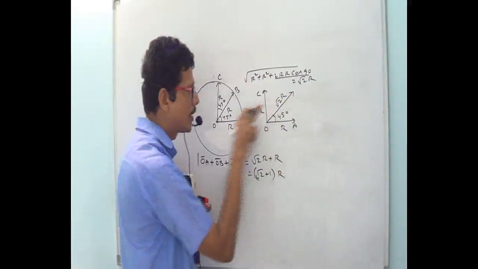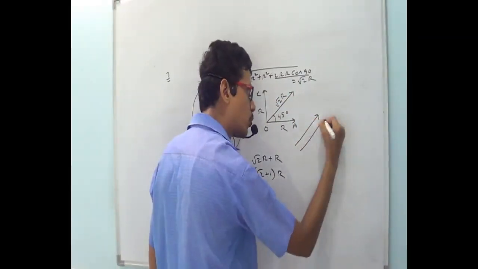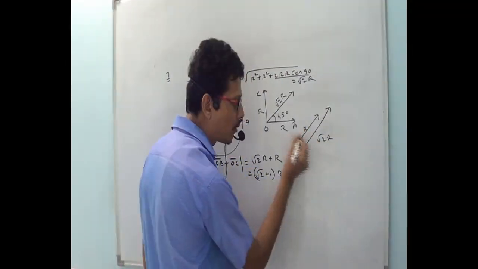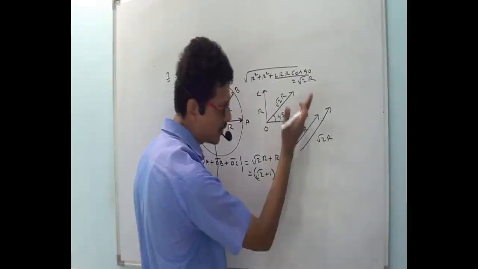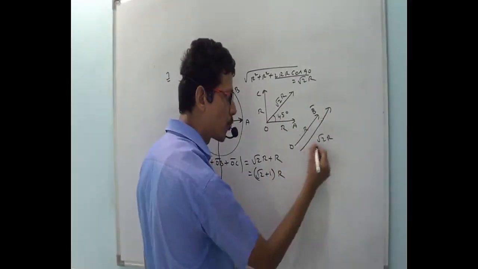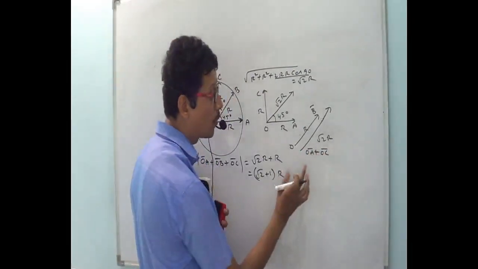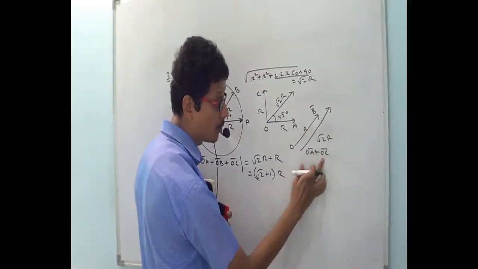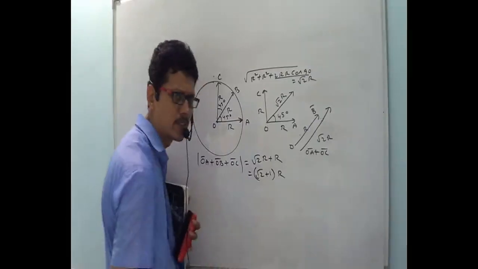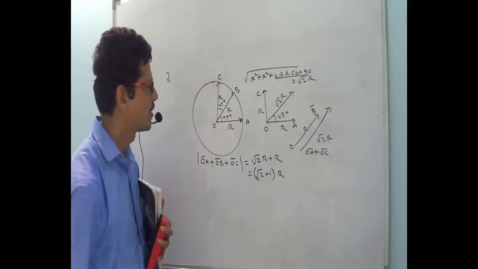So this resultant is in the direction of OB bar. OB bar is like this, root 2R is also like this. This is R. Now I have to add these two. They are along the same direction. This is OB bar, and this is OA bar plus OC bar. I want OA bar plus OB bar plus OC bar, so certainly I have to add because they are along the same direction. Thank you, sir. So I can erase this.